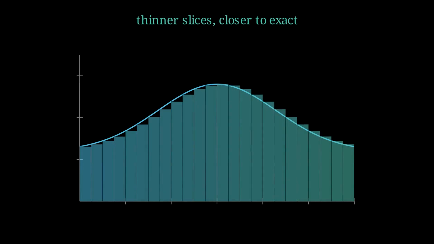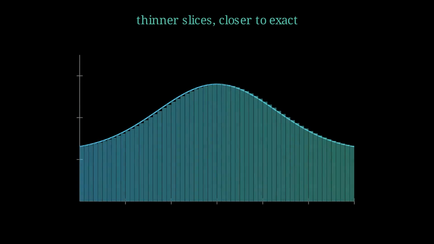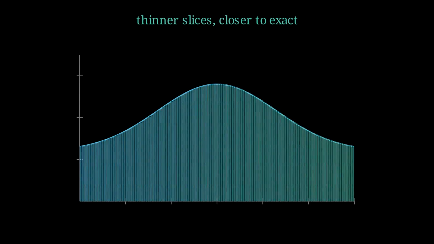In the limit, as the width of each slice goes to 0, the overshoot and the undershoot vanish, and the sum settles on one exact number. That number is the true area.